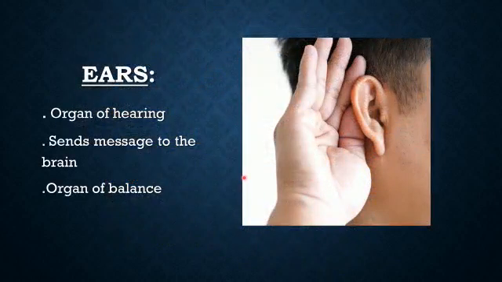Ears, the organ of hearing. The ears receive sound from the surroundings. The sounds are carried to the brain. The brain tells us what is making the sound and where the sound is coming from. So our ears enable us to hear, and they also keep our balance. Without the ears, we will not be able to stand upright, or we will not be able to sit properly or stand.